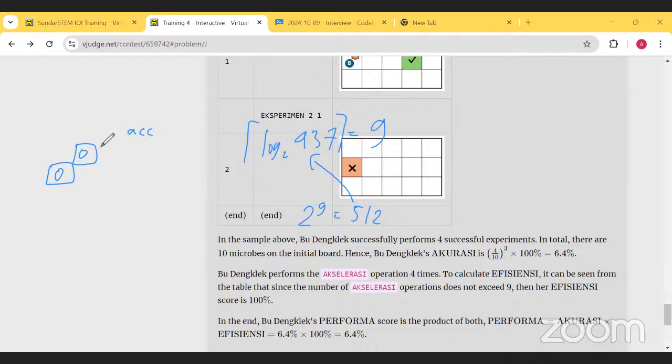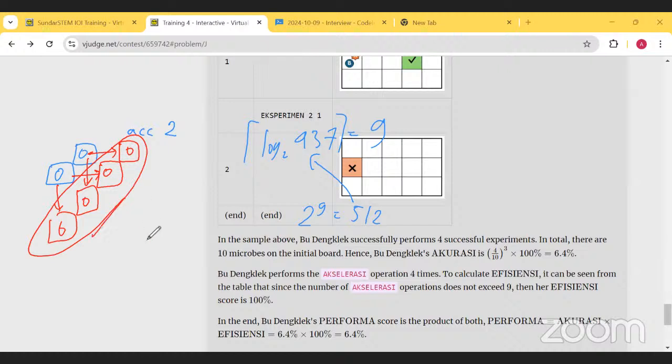How to do that? After we accelerate one, then we can do accelerate two. And what will be in the result? Because this is moved by 2 here and this is moved by 2 here, we can make sure we can make all of them empty, right? And then move to here and move to here. So there will be 4 empty cells.